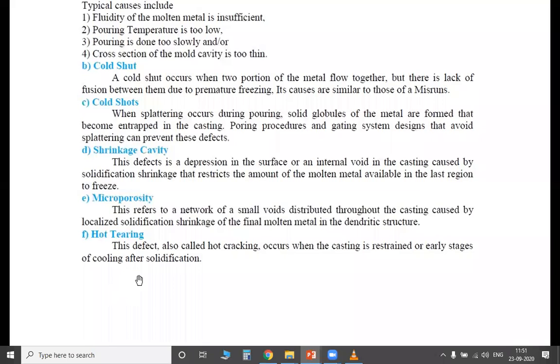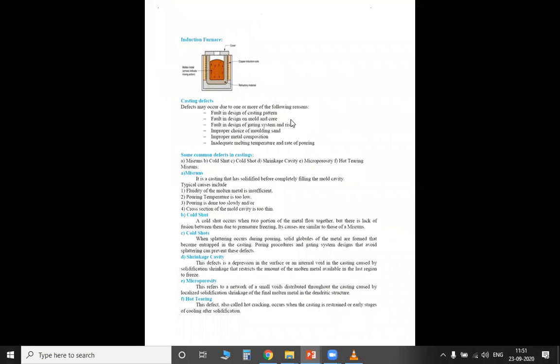The next one is hot tearing. This defect is also called hot cracking. Hot cracking occurs when the casting is restrained in the early stages of cooling after solidification. So this is the early stage, while the microporosity and the shrinkage cavity are the final stage. Hot tearing is the early stage of the solidification. These are the main defects which we see when casting is done. Okay.